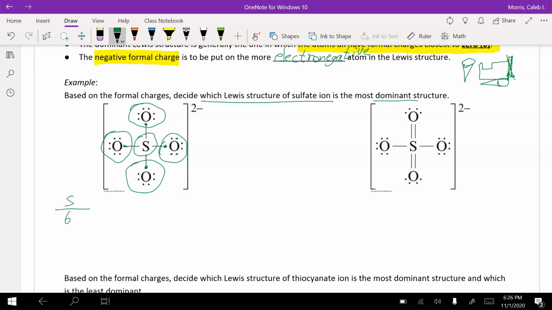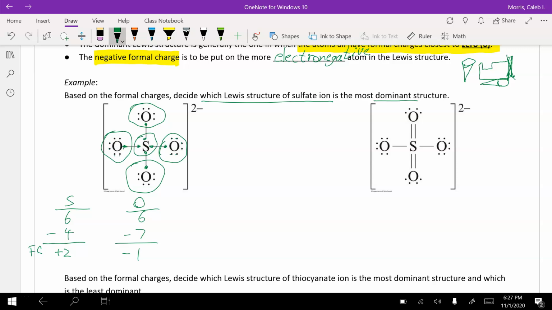Sulfur has 6 valence electrons because it's in group 16. Oxygen has 6 valence electrons because it's in group 16. Sulfur has 4 assigned electrons, so 6 minus 4 gives us +2. In the case of oxygen, we have 1, 2, 3, 4, 5, 6, 7 assigned electrons in every case. 6 minus 7 is -1. Okay, so these are our formal charges: +2 and -1.